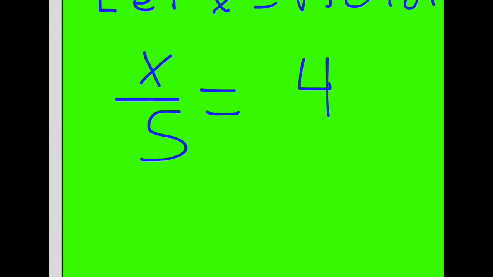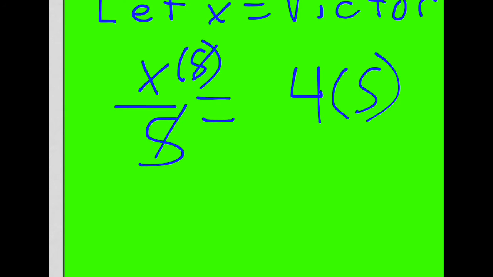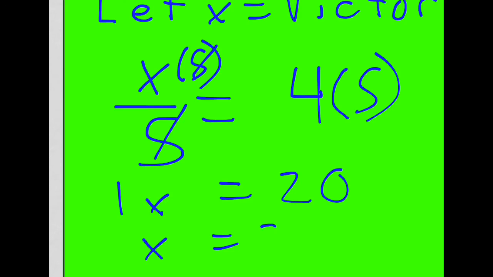Now the way to solve it, since I'm dividing the variable by 5, I'm going to multiply that side by 5 using parentheses. And if I do it to that side of the equal sign, I do it right there. 5 divided by 5 works out to 1x, and 4 times 5 is 20. Or I can also say x equals 20, and we're talking degrees Celsius.